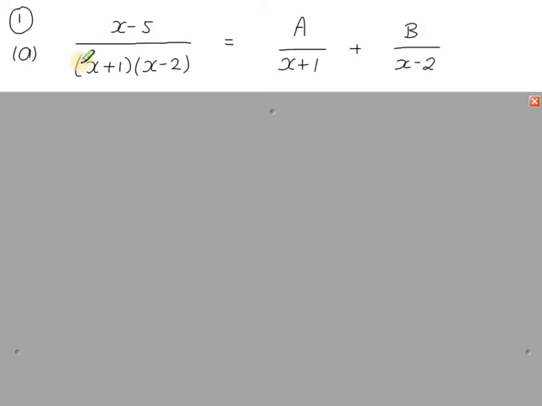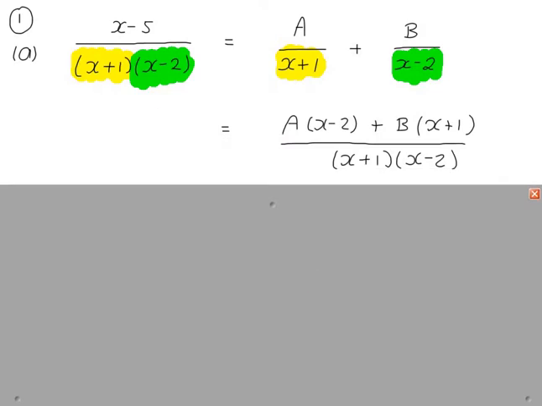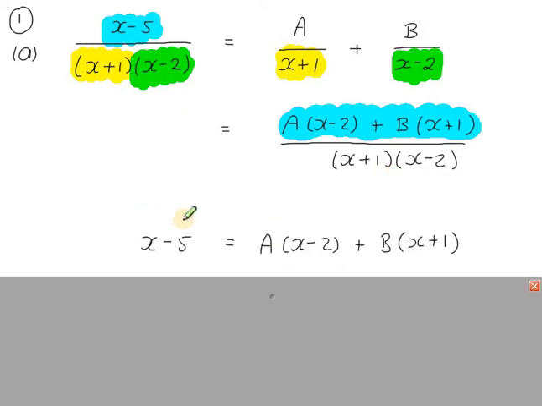So we have a fully factorized denominator. This factor x plus 1 gives rise to this partial fraction, and this factor x minus 2 gives rise to this partial fraction. Now we're looking for a single fraction on the right hand side with the same denominator as the left hand side. So we get this, and then we can say that the numerators must be equal to each other because the denominators are the same. So we get this equation.